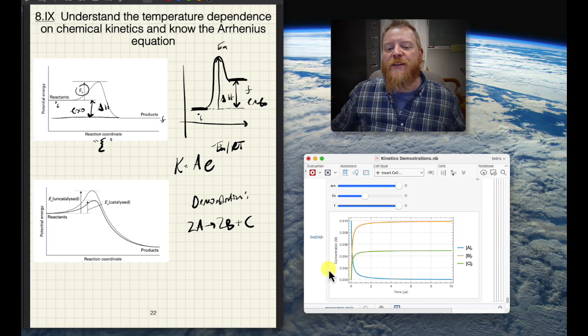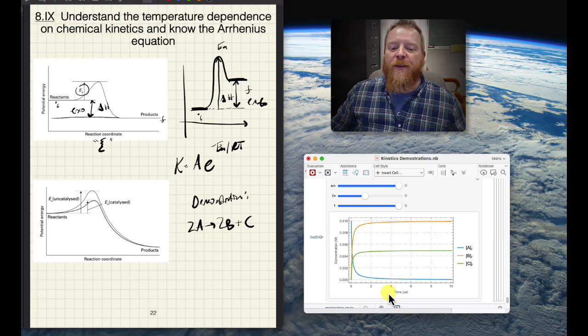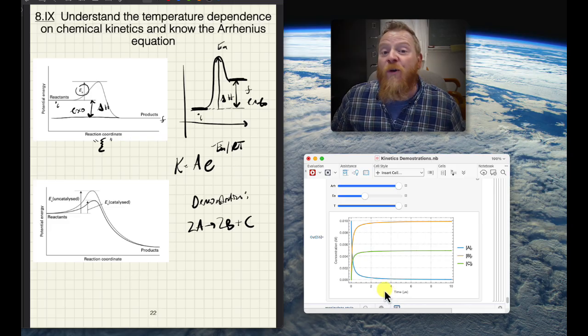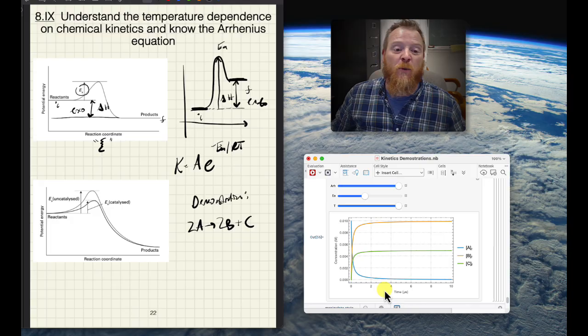So there's a lot of ways that we can play with this and see how the temperature, the activation energy, and the frequency of collisions all affect the rate at which a reaction proceeds. And we will be exploring that in much, much more detail as we get into our section on mechanisms.